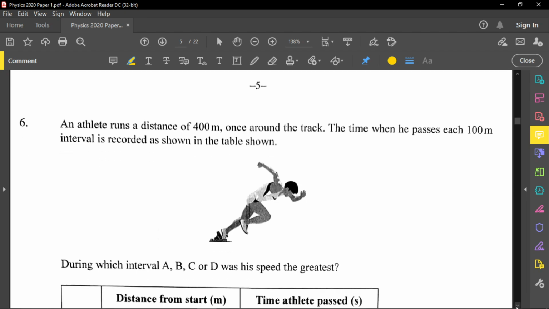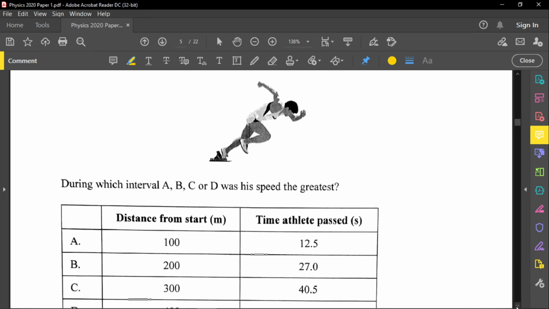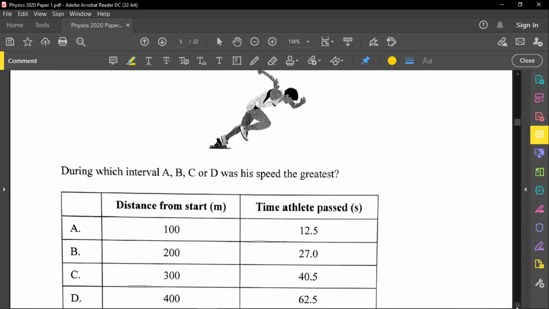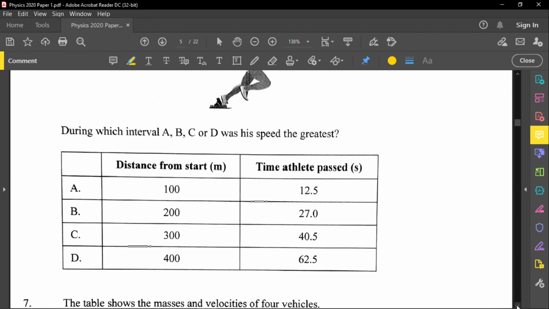But there is a distance, so therefore we could calculate speed. All right, so let's go into this first and foremost. Let's figure out what is happening here. What I want to look at is the greatest speed. So the greatest speed must equal the least time, right? Because remember, to calculate speed is distance over time, and you calculate for each 100 meters.